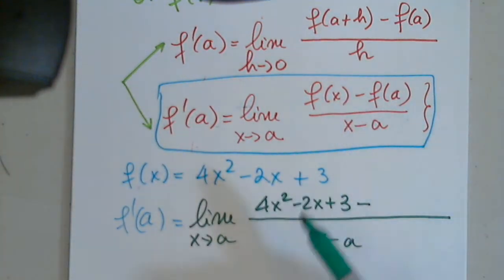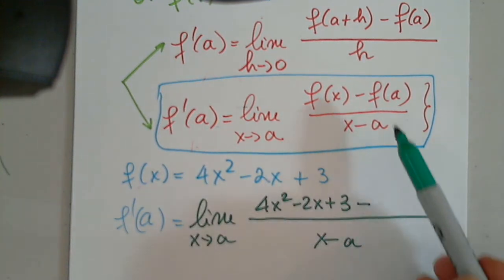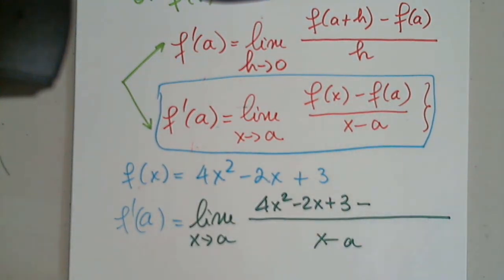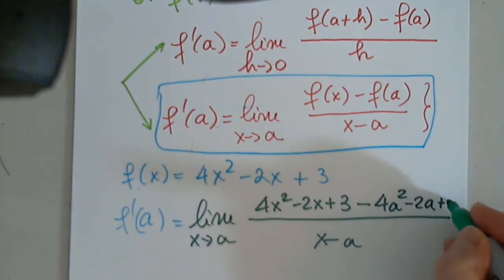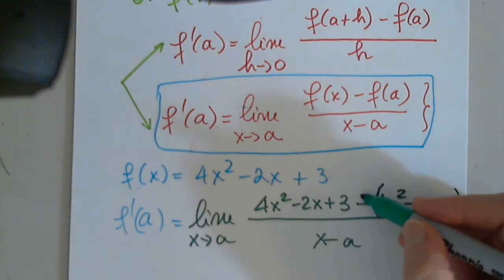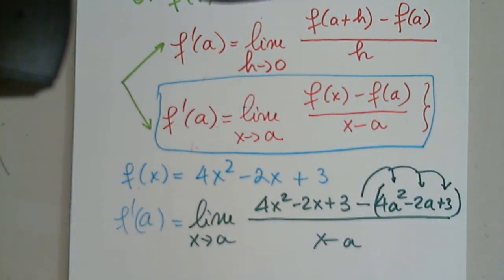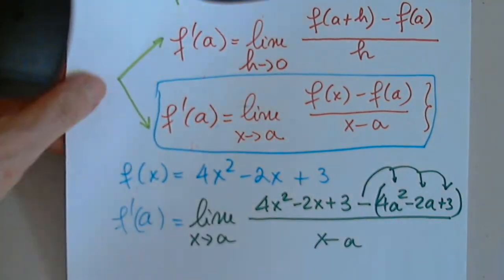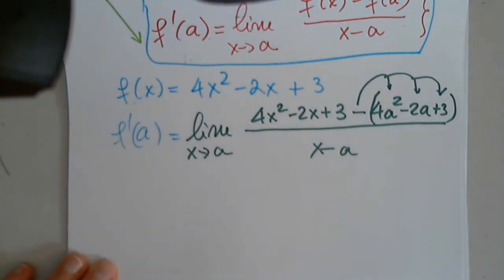But we are following this. This is f of x. I already wrote x minus a in the denominator. What could this be? 4a squared minus 2a plus 3, but with parentheses because negative 1 has to be distributed to all three. So I'm doing all this slowly because I'm hoping you can follow. That's my hope. Okay, good.